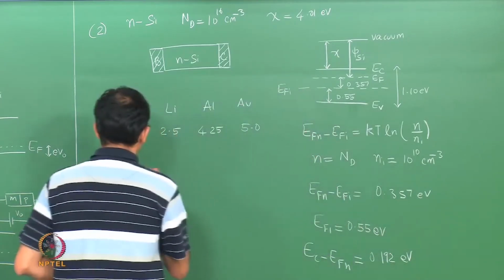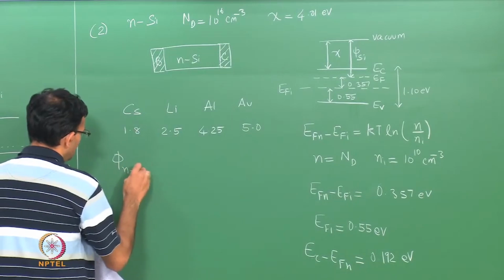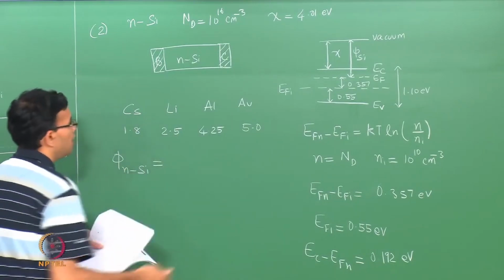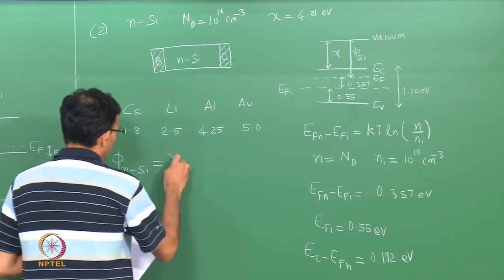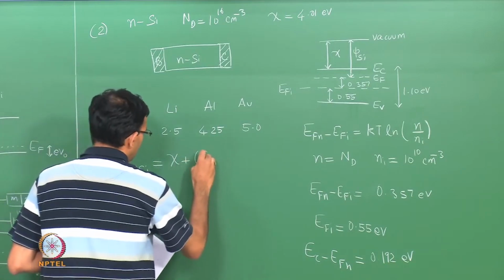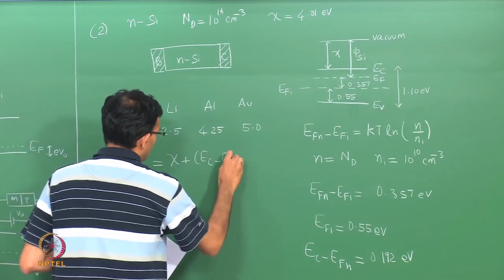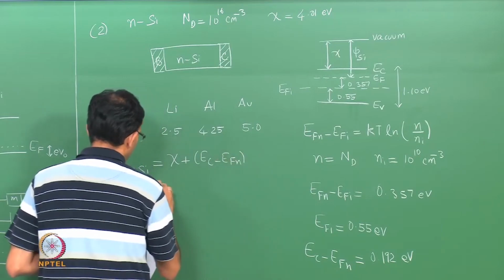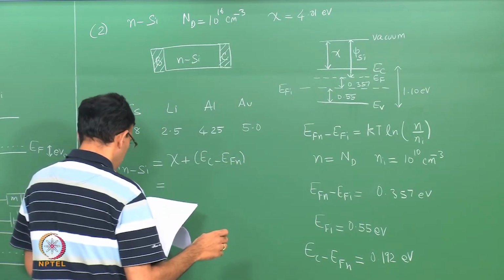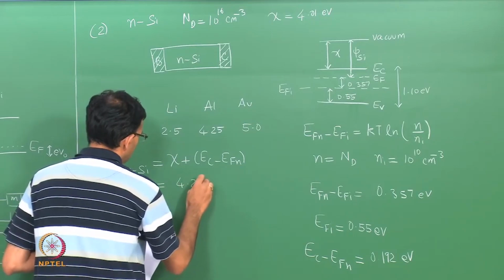So, phi of silicon, since it is n type I will just write phi of n, is nothing but chi plus EC minus EFN, which works out to be 4.20 eV.